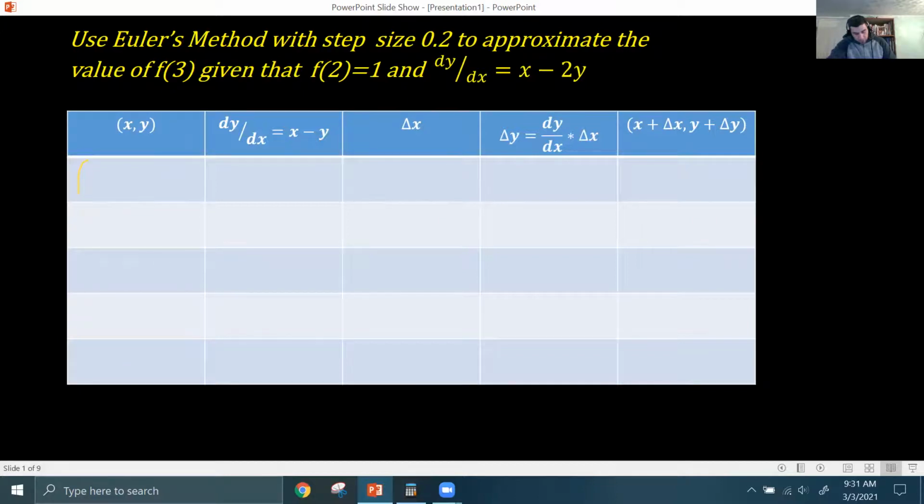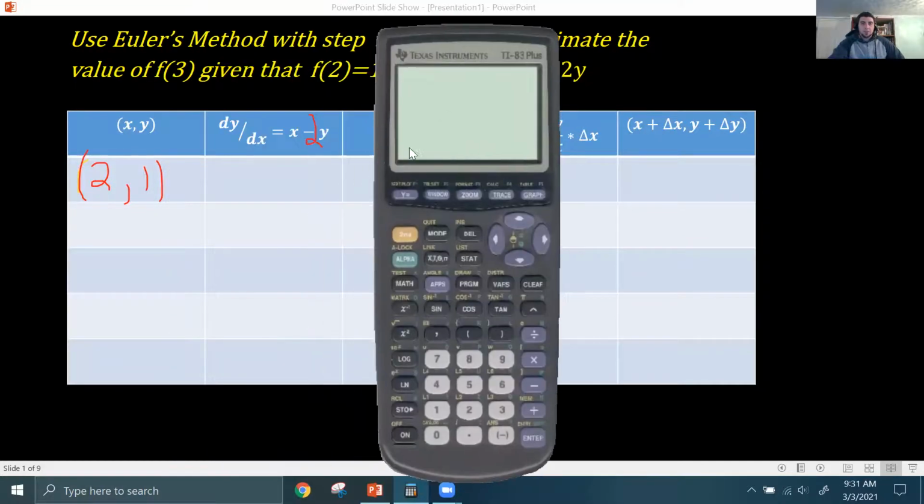So in this first column, we start with the initial x and y, which is the point. Let me switch to red here, 2, 1. And then we use our differential equation. It's x minus 2y. So all you do is substitute the values of x and y into your differential equation. I'm going to show you on the calculator here really quick. All you do is x minus 2 times the y value. Now you could have done that in your head, but in this case, it's 0.